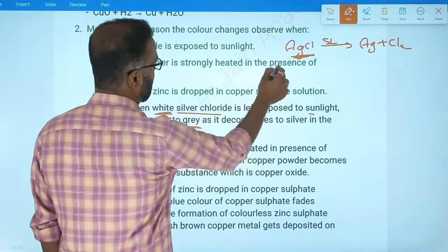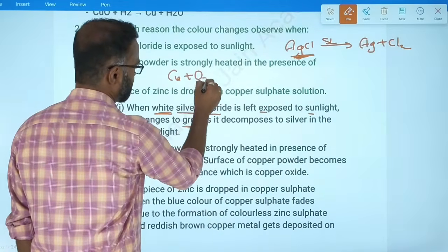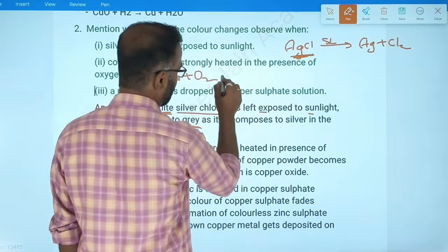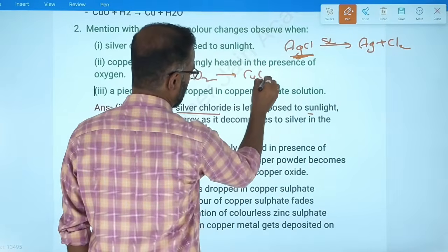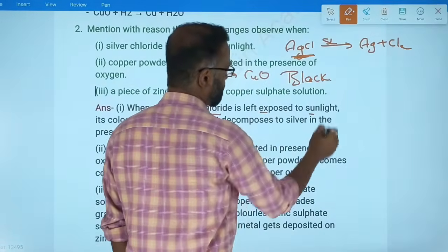Copper powder is strongly heated in the presence of air. Copper powder, when it is heated in the presence of air, that means it reacts with the oxygen to form the copper oxide, which is the black colored compound.